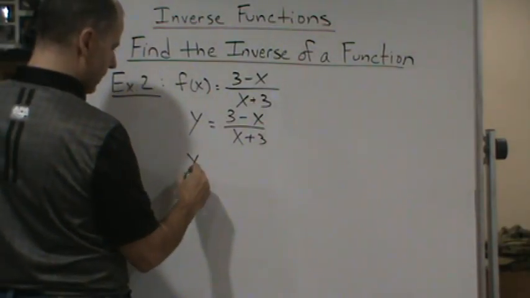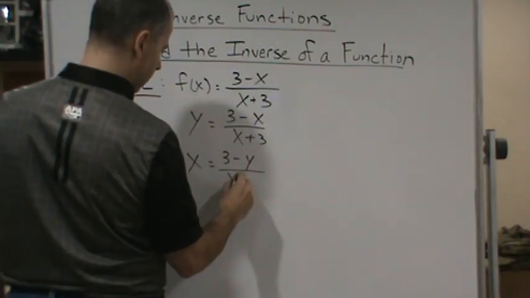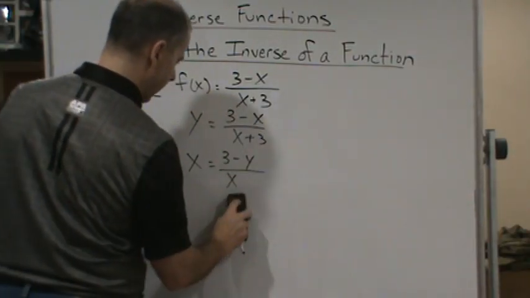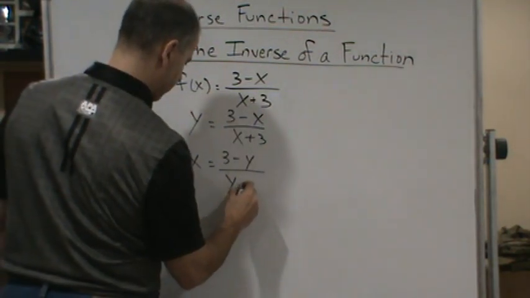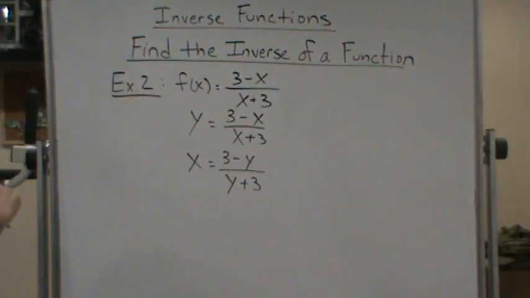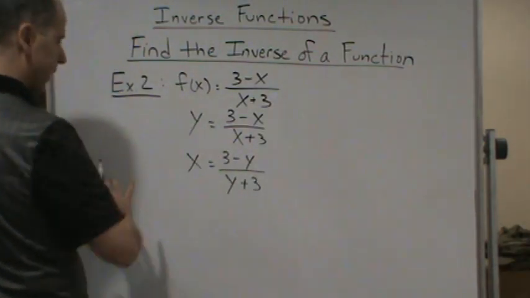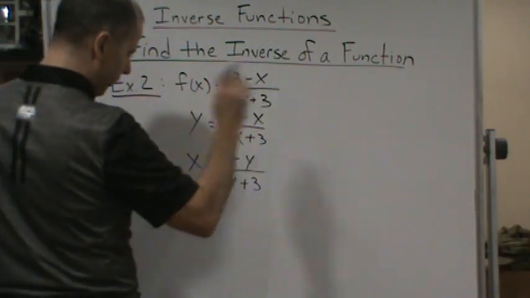So now we write it as x equals (3 minus y) over (y plus 3). And now we're going to solve for y. So how do we do that? Well, we're going to try to get y on one side, and everything else on the other.